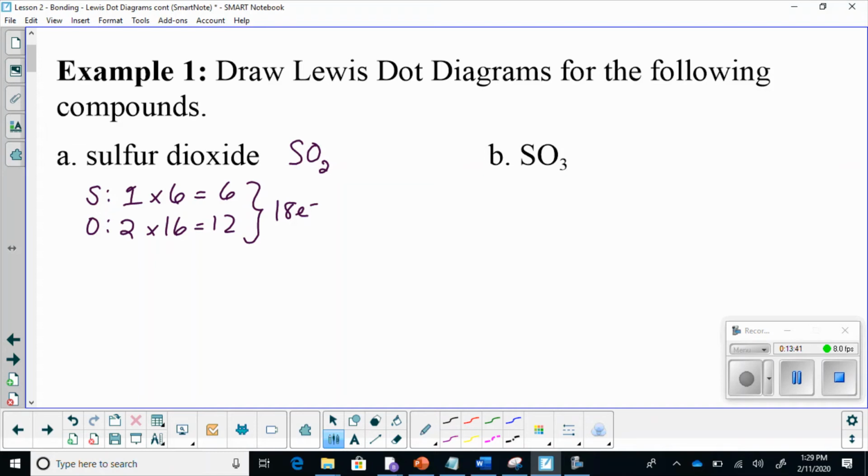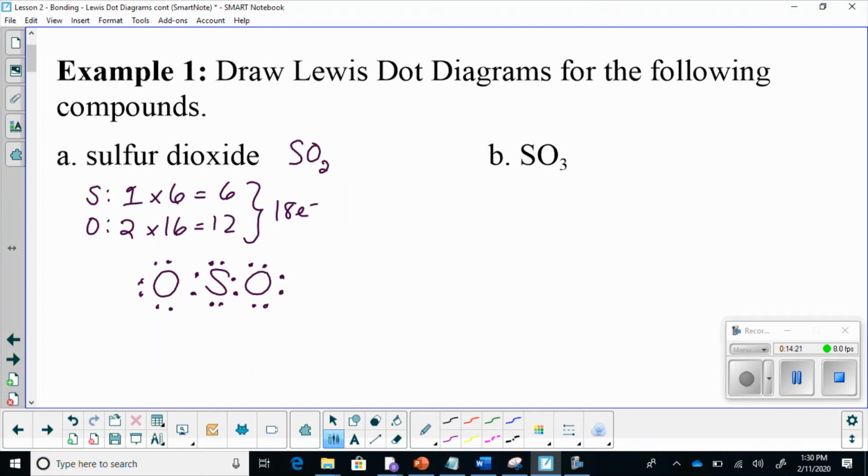Now, the central atom for this is going to be sulfur, okay? They all have the same amount of bonding electrons, but we're going to choose sulfur because it's the one that's different from the rest. So sulfur goes in the middle. We place our oxygens around, and then we complete the octet. Then you count. 2, 4, 6, 8, 10, 12, 14, 16, 18, 20. Too many. So we now need to give a double bond.